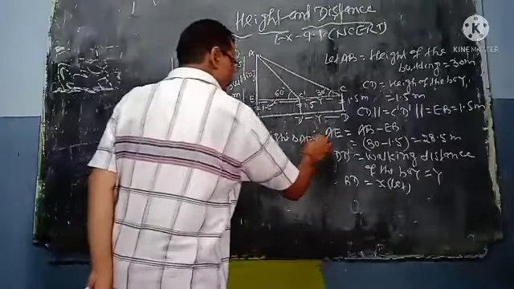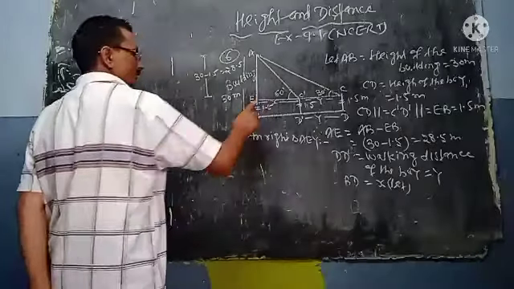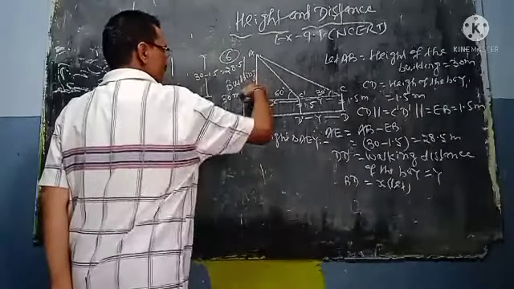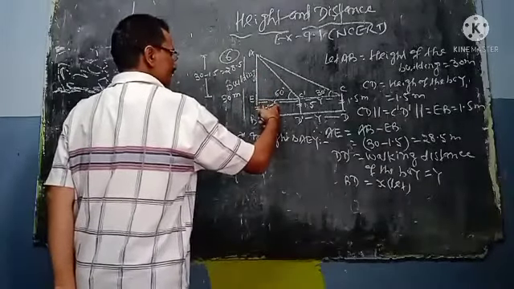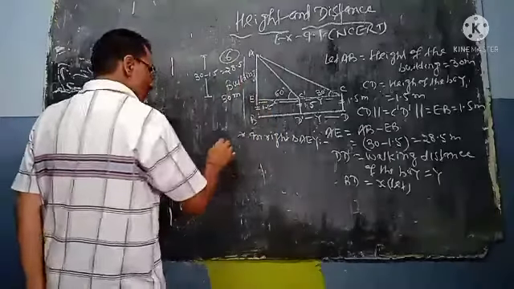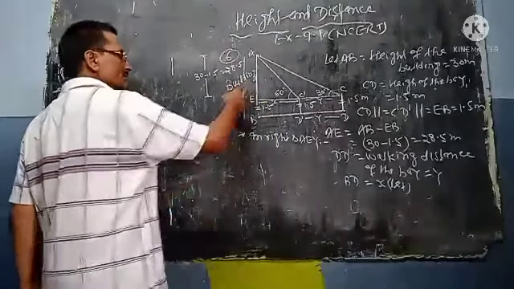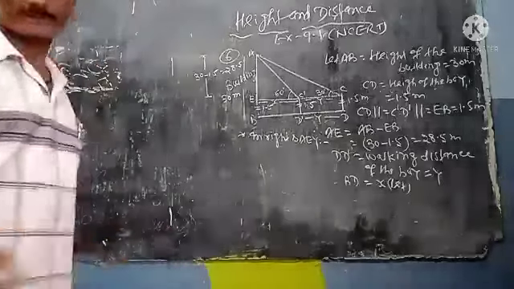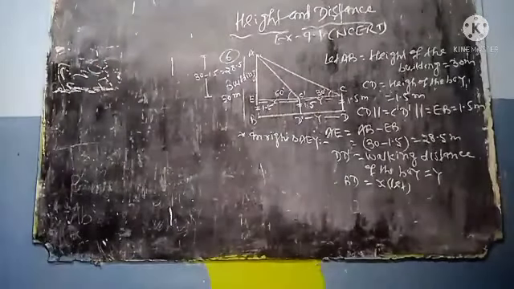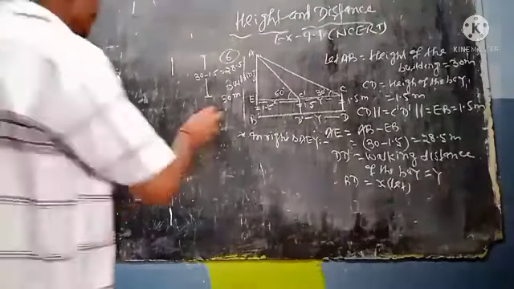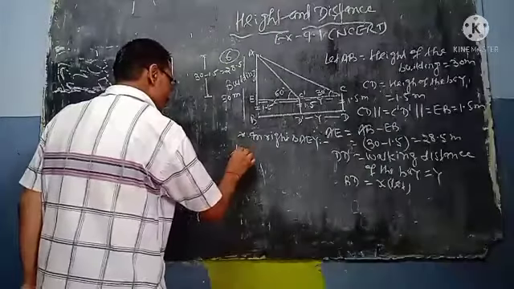Now, right triangle AEE. Here this part is 28.5 and this is x. We have a relationship between perpendicular and base, so this will be tan 60 degree.